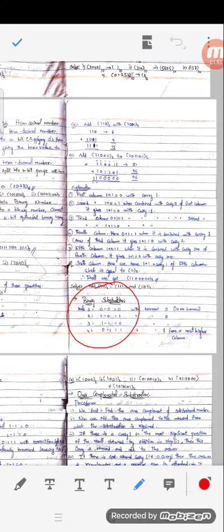Now, how to do binary subtraction. 0 minus 0 is 0, 1 minus 0 is 1, 1 minus 1 is 0, and 0 minus 1 is 1. How is it 1? We have taken a borrow, making the digit 1, that is the number 10. Number 10 is 2. 2 minus 1 is 1.